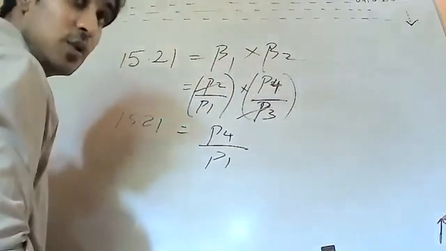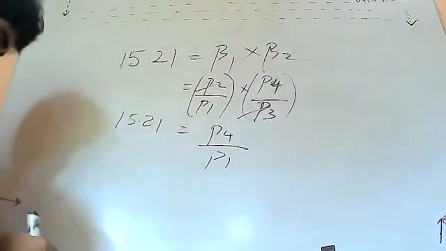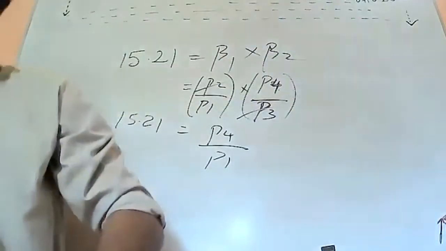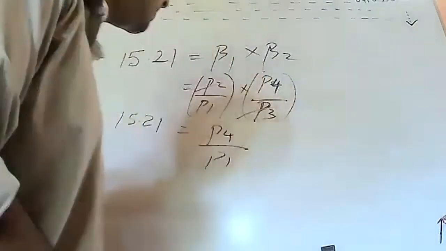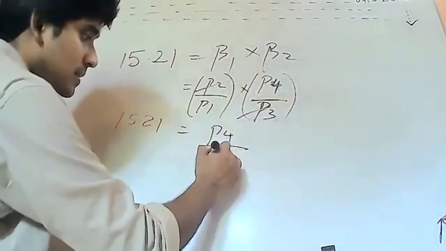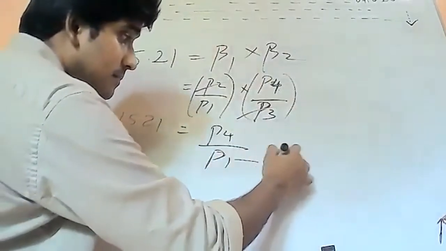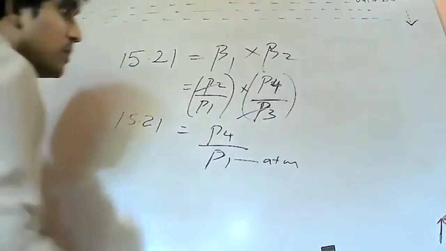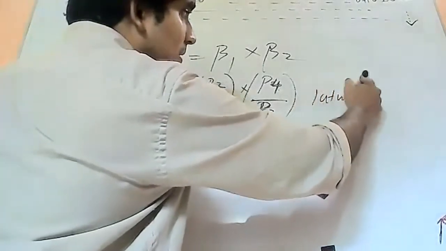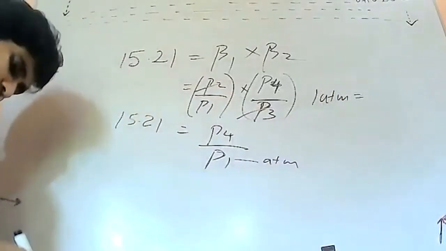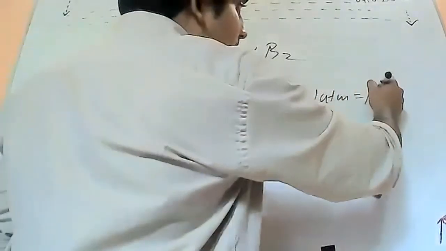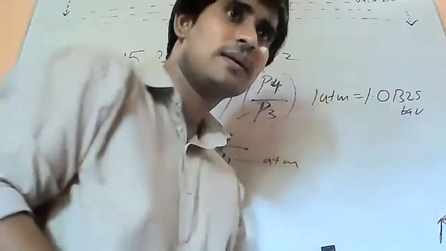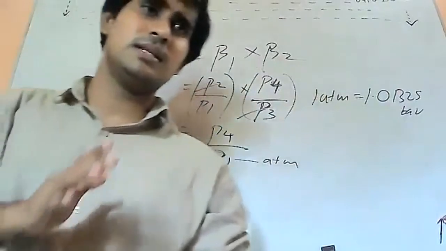15.21. Okay. But if you're going to consider this chart, the majority of the pressures are given in bar, right? But guys, be careful. This P1 is the initial pressure that is given in ATM. So 1 ATM is how much? 1 ATM is 1.01325 bar.